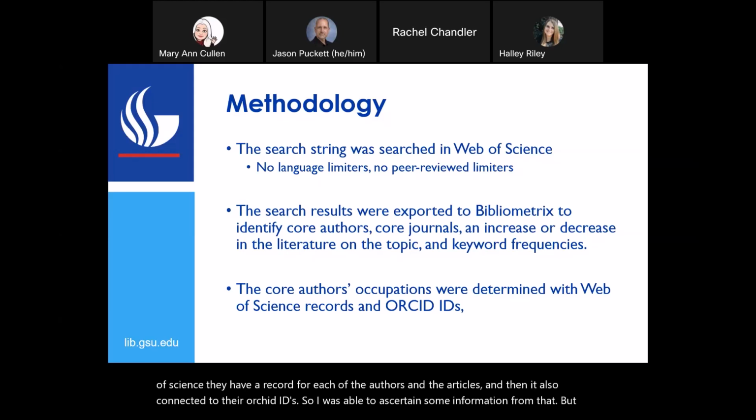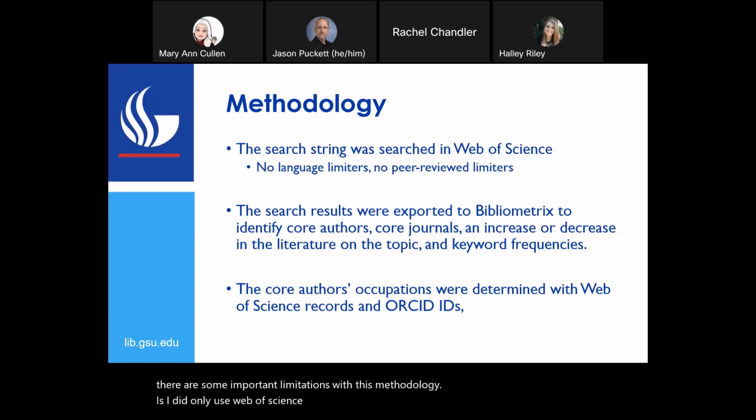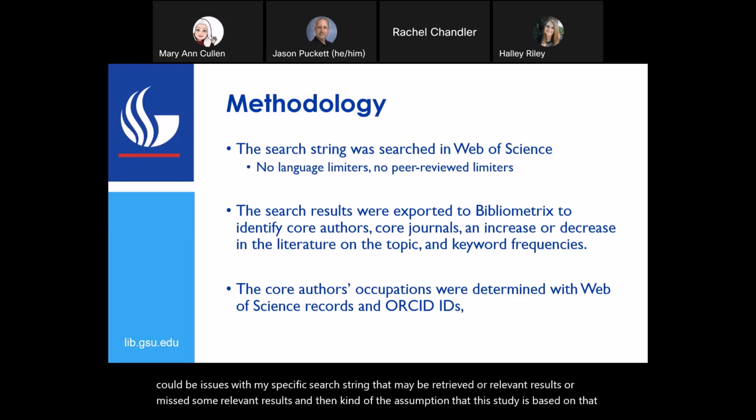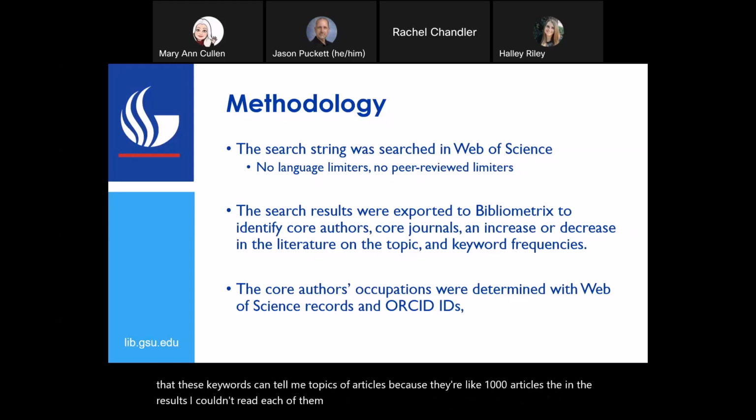But there are some important limitations with this methodology. I did only use Web of Science, which could have resulted in articles being left out. There could be issues with my specific search string that maybe retrieved irrelevant results or missed some relevant results. And then there's the assumption that this study is based on, that these keywords can tell me the topics of articles, because there are about 1,000 articles in the results, so I couldn't read each of them. And then also assuming this method of using Web of Science author records and ORCID IDs was correct to be able to determine authors' occupations.